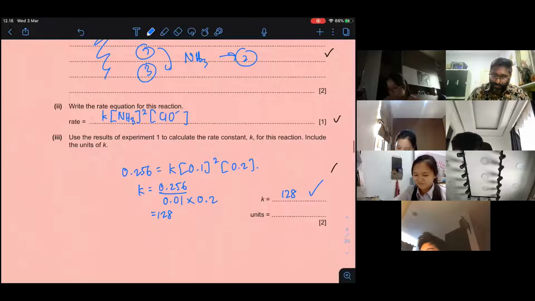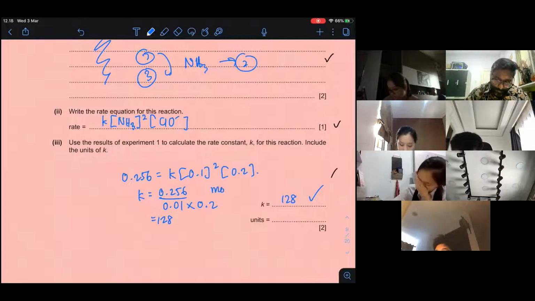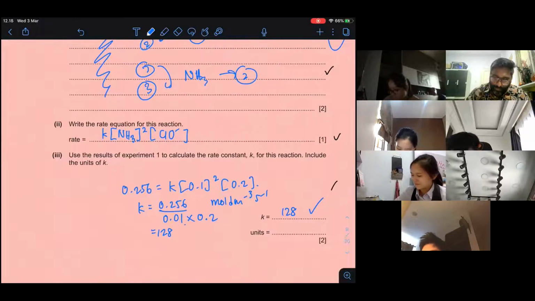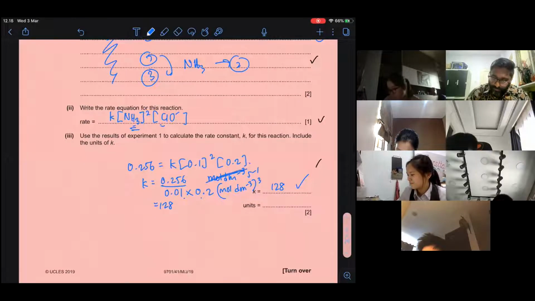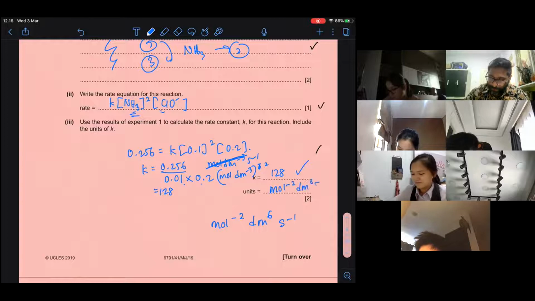The unit. 0.256 is going to be mole per dm cube per second, and this one is going to be, to the power of 3, so mole dm negative 3 to the power of 3. Cancel this, then left with 2. So I'm going to have mole negative 2 dm positive 6 per second. That will be the answer.